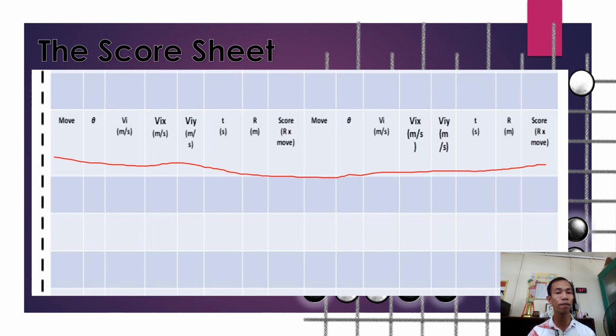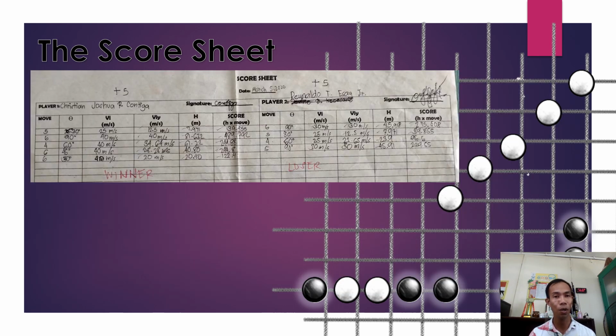You have the move, angle of release. The move is coming from the chip number 0 to 6. Angle of release, the given value, and the initial velocity, the initial value. Then compute for the V sub I, V sub Ix, V sub Iy, the time, the range, and the score. This one shows the actual score sheet prepared by students playing the game.